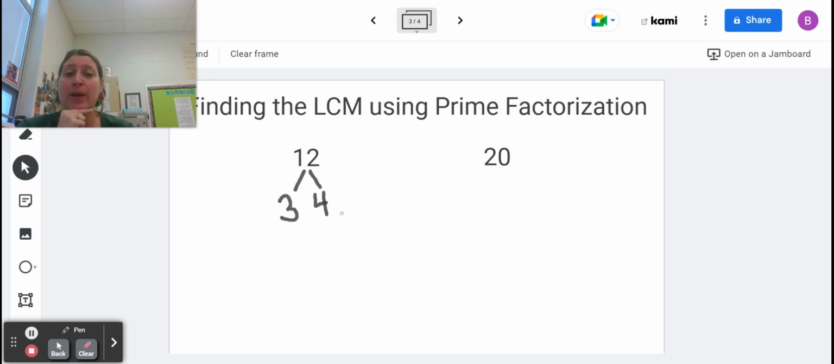So now I'm going to ask myself, is 3 or 4 prime? 3 is prime, so I'm going to circle it. 4 is composite, so I need to break apart 4. So what are 2 numbers I can multiply together to get to 4? That is not 1 times 4. 2 times 2 would be my only option.